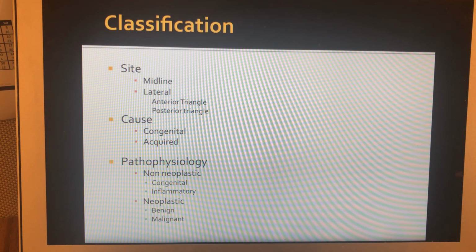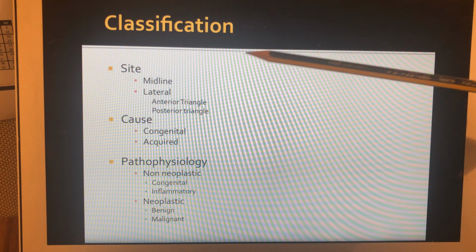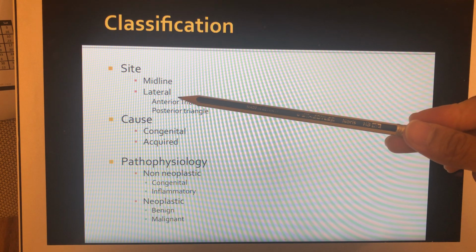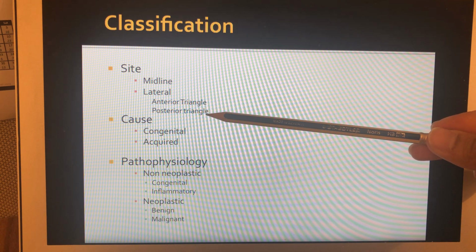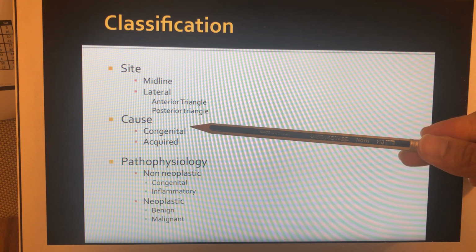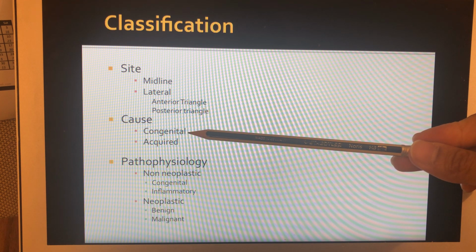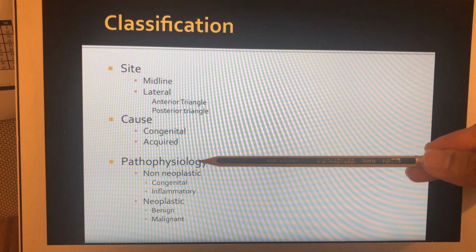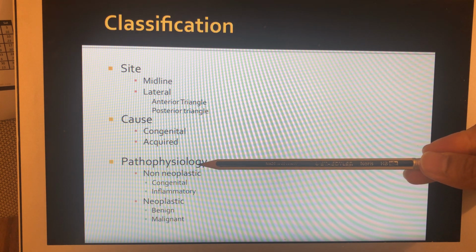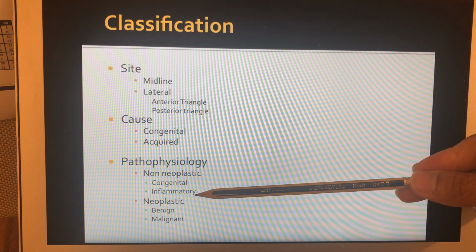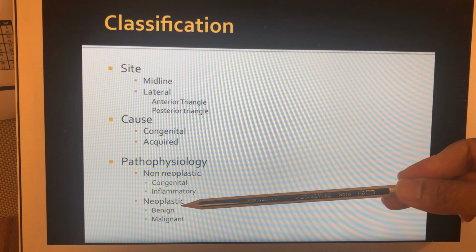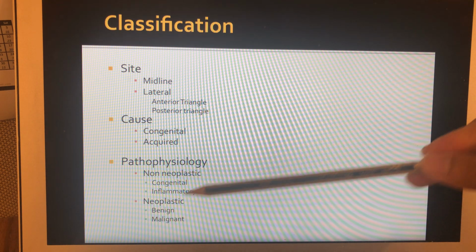How do we classify neck masses? We classify them according to the site into midline neck mass or lateral neck mass, which can be in the anterior triangle or the posterior triangle, or according to the cause, whether congenital or acquired, or the pathophysiology. It can be non-neoplastic, congenital, or inflammatory, or neoplastic, which can be benign or malignant.